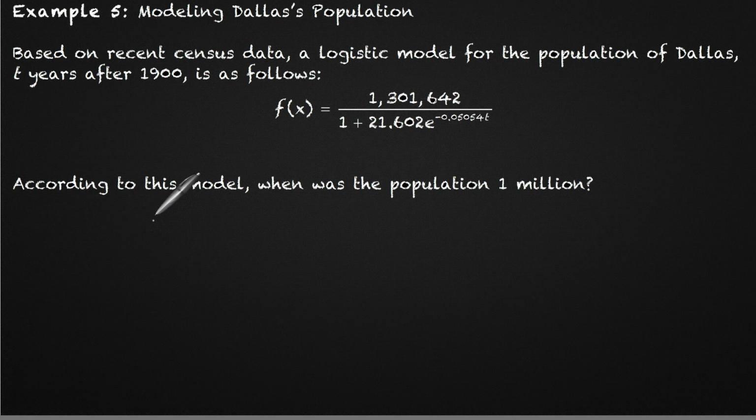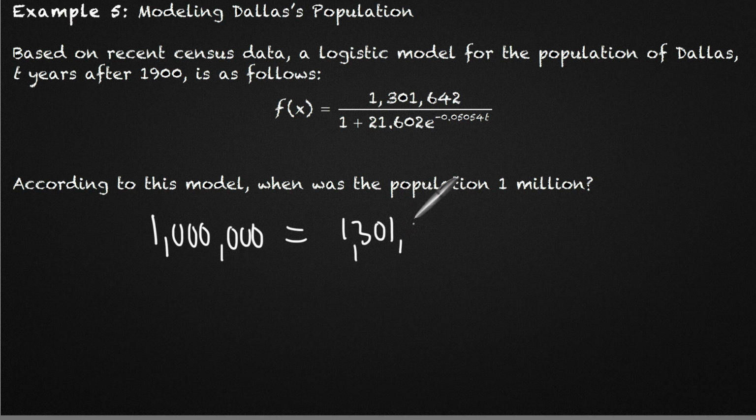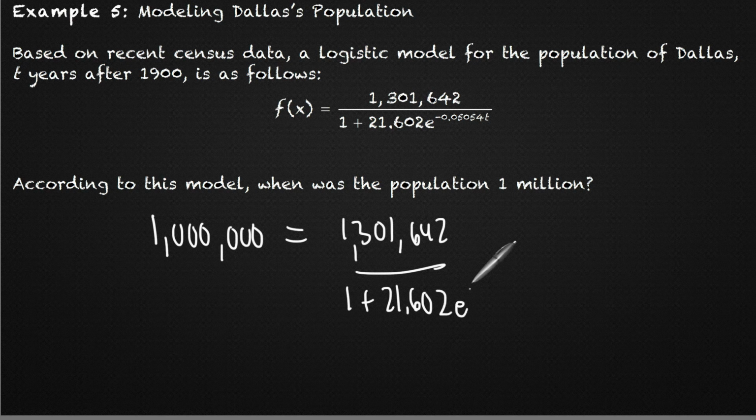So basically what we're trying to find here is when is this function 1,301,642 over 1 plus 21.602 e to the negative 0.05054t equal to 1 million? What year? What time? And so for this, we need to transition over to our calculator.